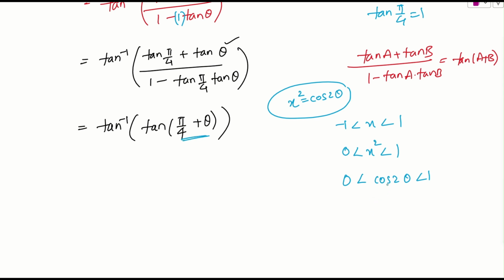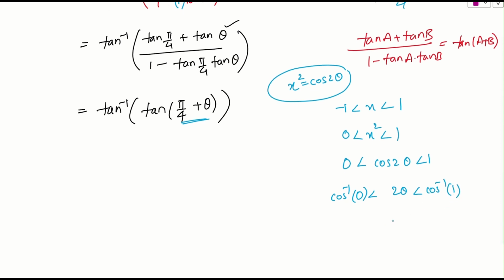So what I need to do, I have to remove the cos on both the sides. If I remove, what will it be? This will be cos inverse of 0 less than 2 theta, which is less than cos inverse of 1. Cos inverse of 0 will be where? It will be 90. Is it okay? Yes. So from this, what can I say? See, cos inverse of 0 will be 90.